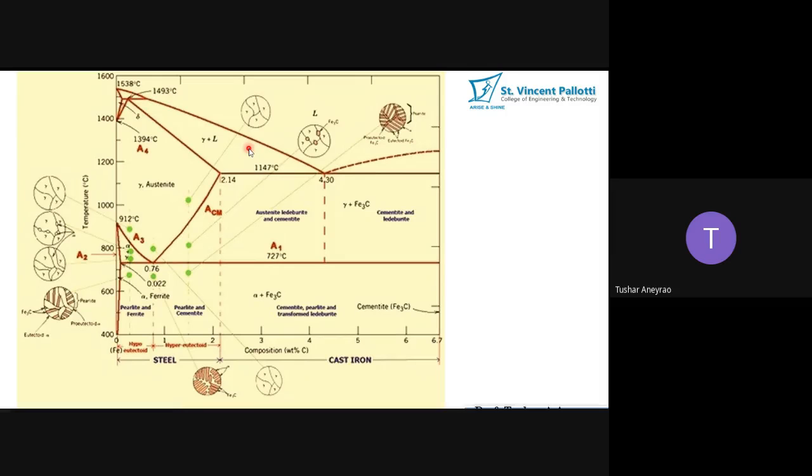Okay, then you can see that the mixture of alpha plus Fe3C is called pearlite, and ledeburite is the mixture that we are getting. It is the eutectic mixture. So here the eutectic reaction is happening. So from 1147 to 727 degrees centigrade, the ledeburite is present along with austenite and cementite.